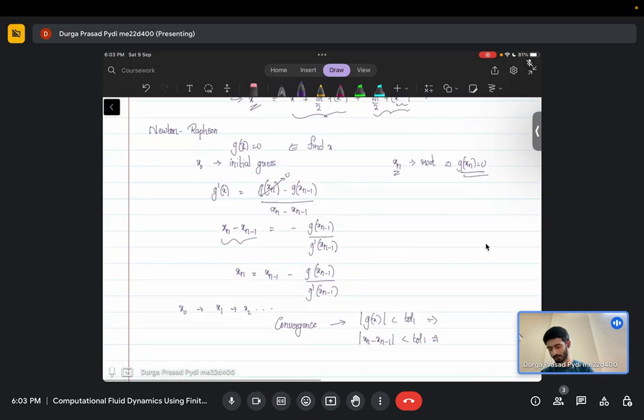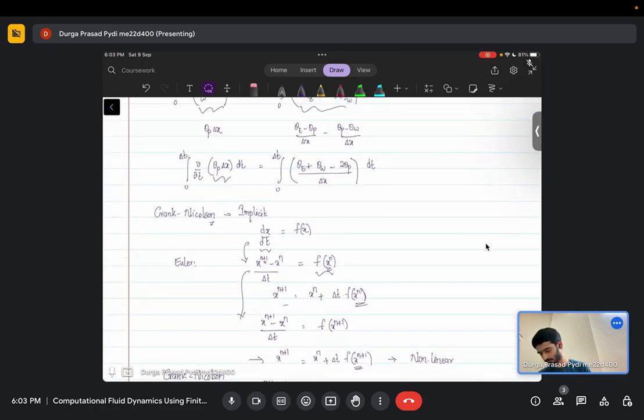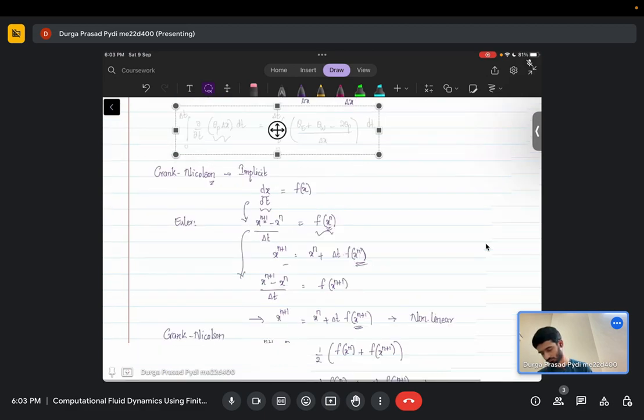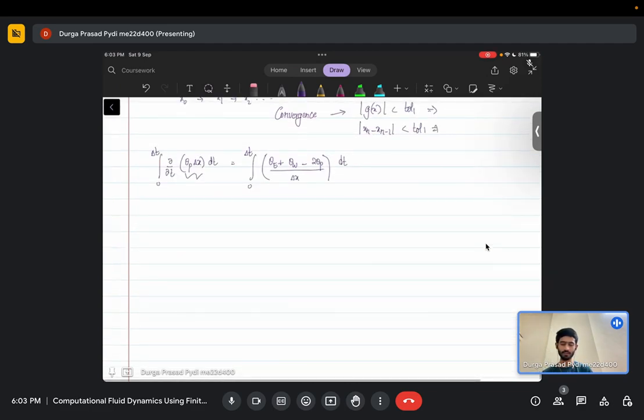So now how is this relevant to our particular problem? So this is our equation. In this particular case, we have written the equation just for a single cell, but eventually we will be writing the equation for all the cells. So I would like to write it in a slightly different notation.